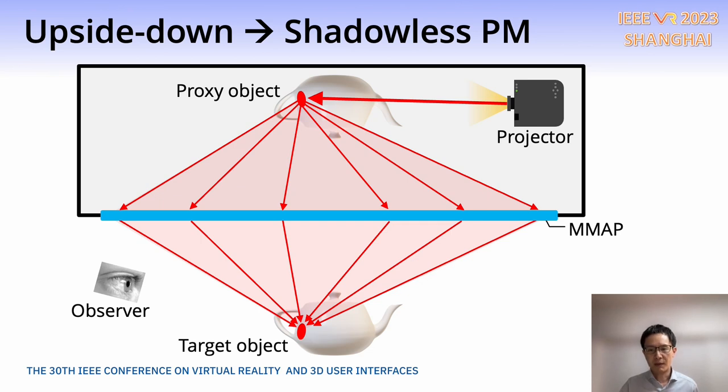Reflected light rays from each surface point of the proxy object fall on the MMAP and converge to the corresponding point of the target object. Consequently, the projected appearance of the proxy object is duplicated on the target object's surface. And we use an MMAP that is large enough relative to an expected occluder such as a user's hand, by which shadowless projection mapping is achieved without requiring any shadow removal computations, because this is totally an optical phenomenon.